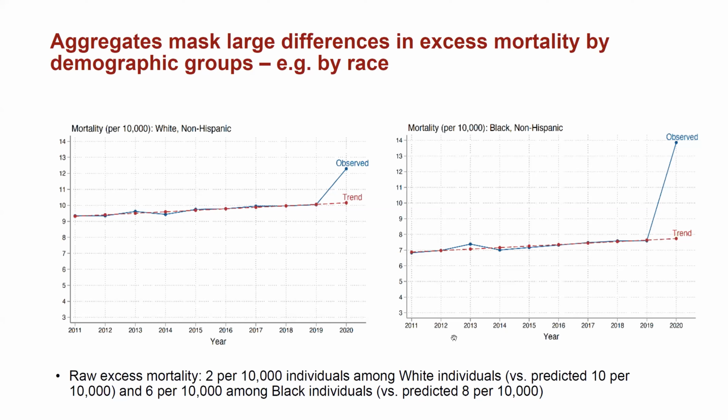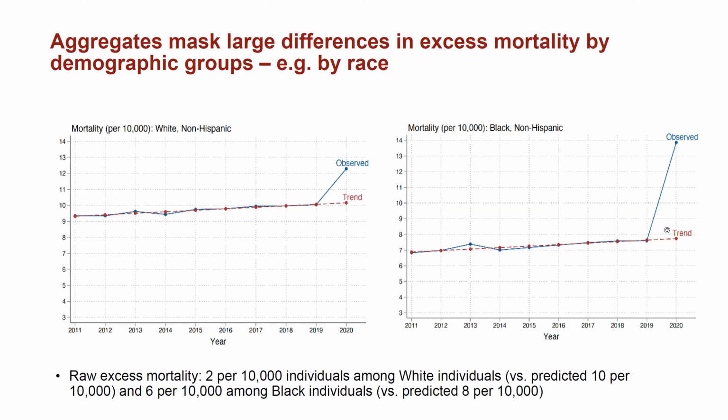What you see are 2 facts. One is that in general, mortality is much lower among Black individuals at baseline, and that is primarily driven by age composition, as I'll show you in a moment. But what is striking here is that there are large differences in the increase in mortality in April 2020. For white individuals, we observe 2 per 10,000 excess mortality versus predicted about 10 per 10,000. So an increase of 2 over 10 per 10,000 deaths.